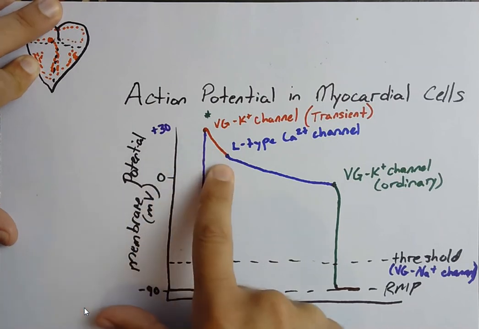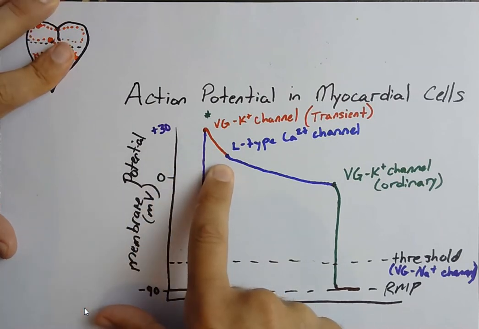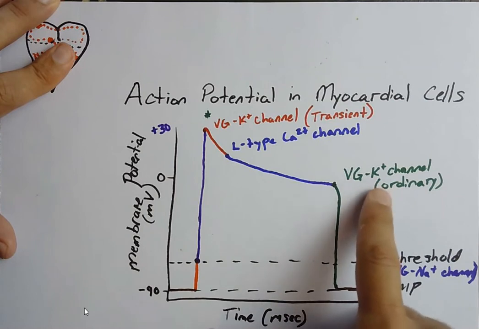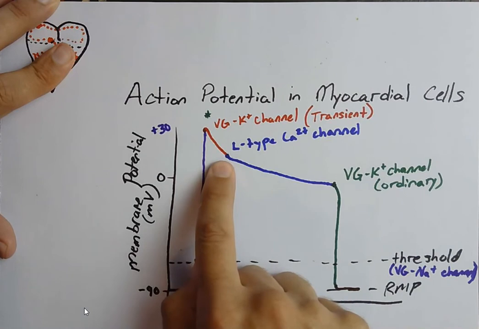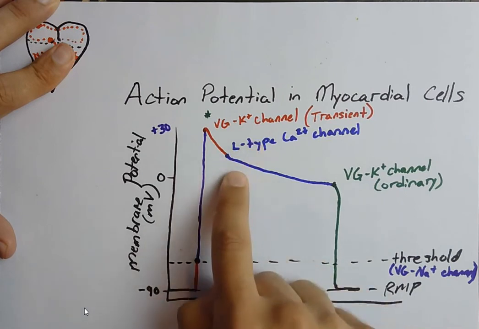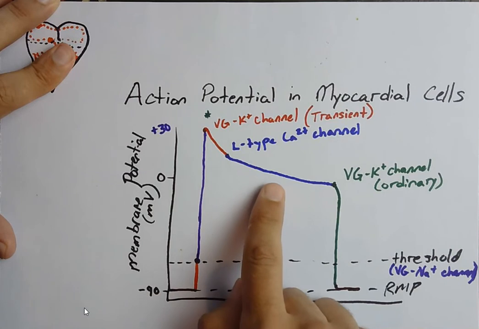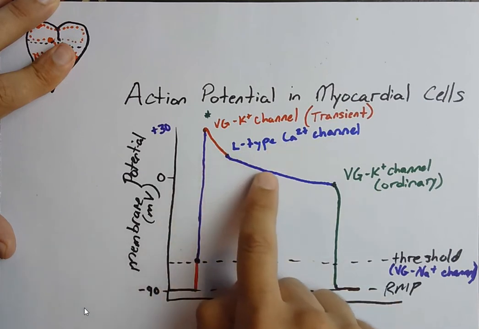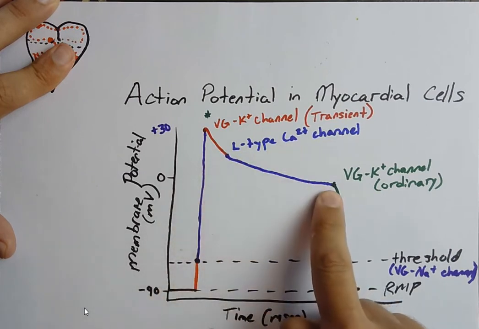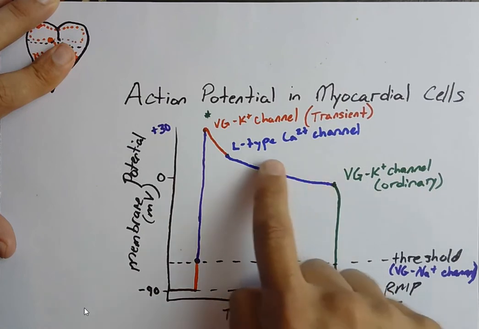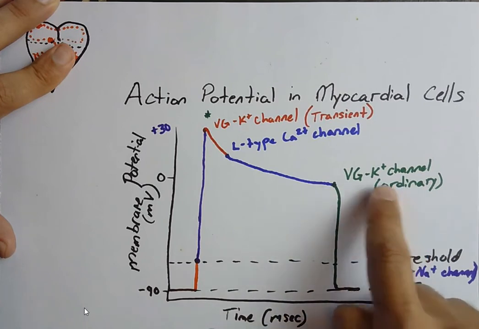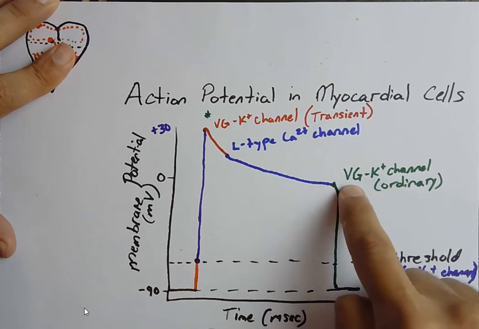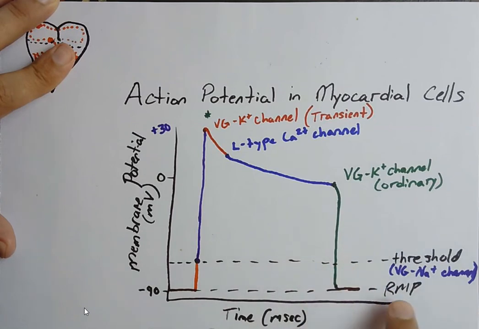And what takes over now is an L-type calcium channel. But at the same time, some potassium is still moving out of the cell through the ordinary voltage-gated potassium channel. So calcium influx at the same time as potassium efflux creates this big elongated plateau phase. That plateau phase ends when the L-type calcium channel closes and the ordinary voltage-gated potassium channel fully opens, driving the repolarization back to the resting membrane potential.